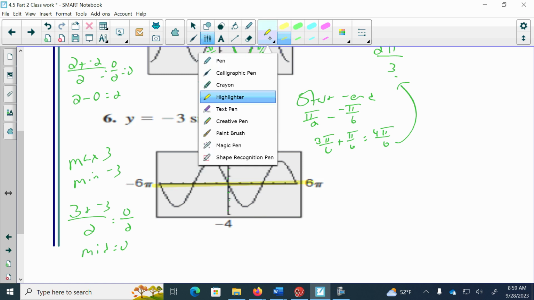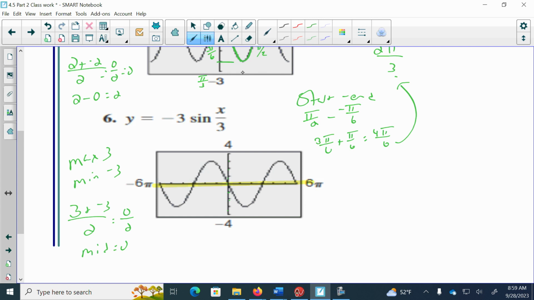Now to find the amplitude, I'm going to take my max and subtract my midline, which is 0, and get 3. Notice that does not match the A, but remember when we said we were going to find the amplitude, it was the absolute value of A. So the absolute value of that negative 3 would be 3. Okay, now to find the period, I'm going to find one complete curve. I'm going to say I start here, I go up, I go down, and hit that midline again.